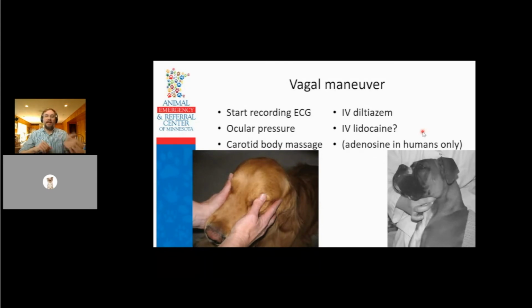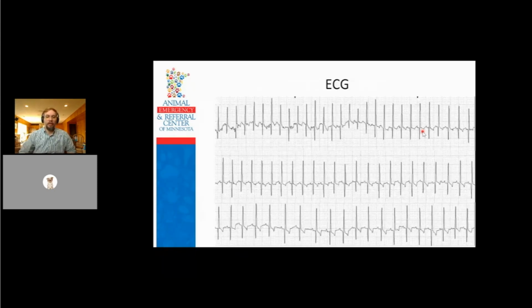Lidocaine doesn't act at the AV node, can be helpful in other instances. It's not wrong to give any tachyarrhythmia a dose of lidocaine or two. If a narrow complex arrhythmia breaks with lidocaine, that means it could be a pathway, but that's not common. So usually we're doing more IV diltiazem for that. In humans, you may read about adenosine. Dogs don't have adenosine receptors on their AV nodes like people do, so it doesn't really work. But do a vagal maneuver on this dog.